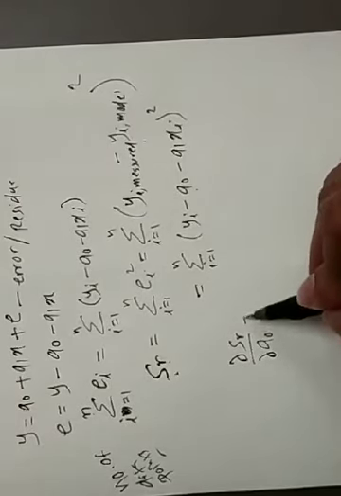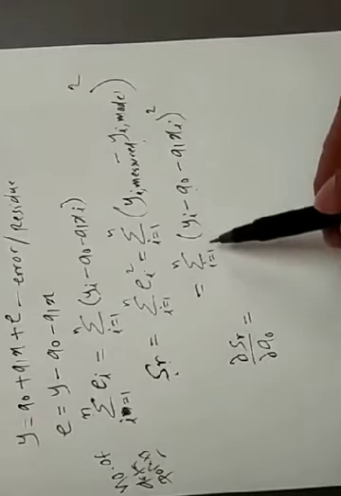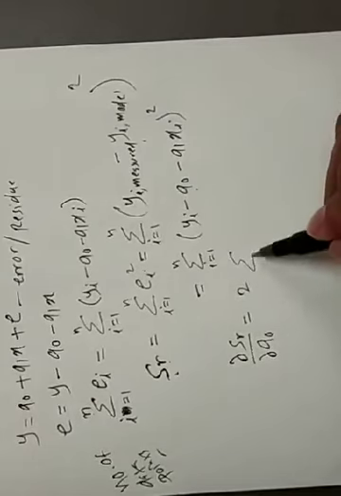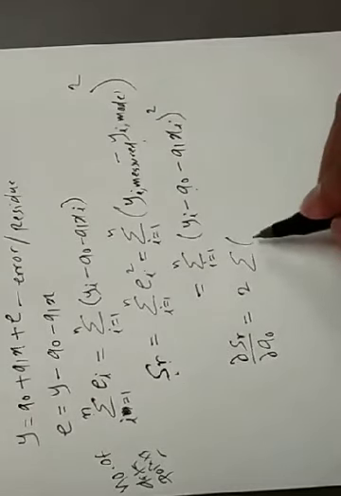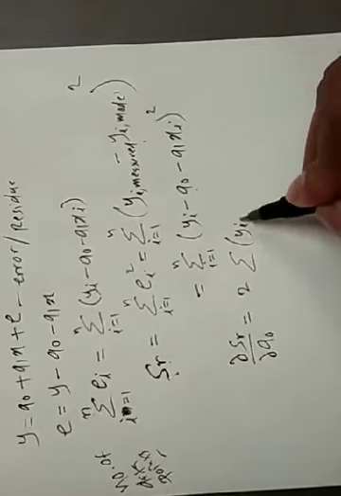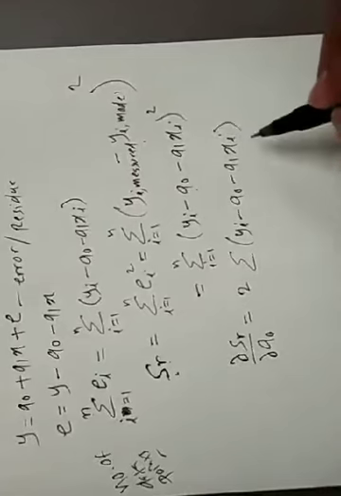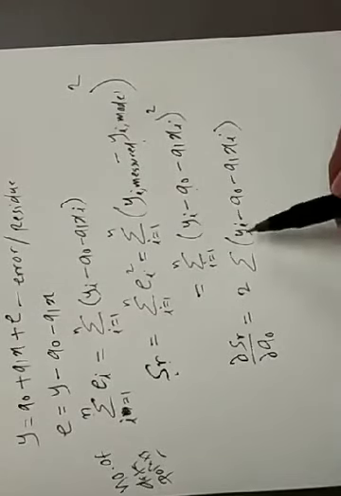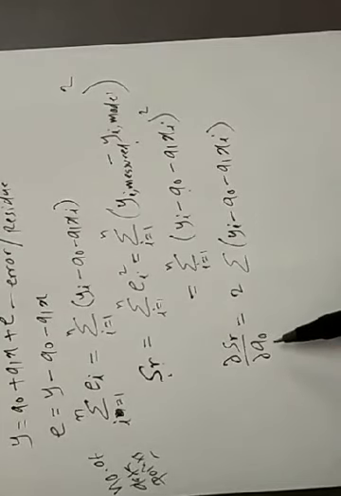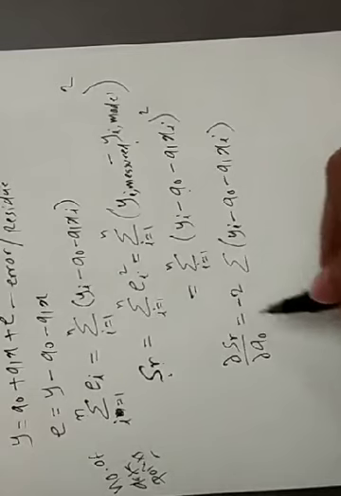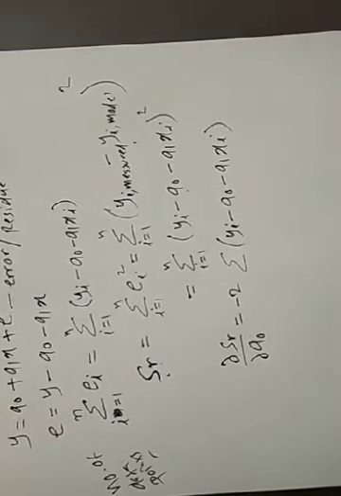So it is equal to 2 times the summation of (yi minus a0 minus a1 xi) into, where the derivative is with respect to a0, so the derivative of a0 is minus 1, so here we will have minus 1.